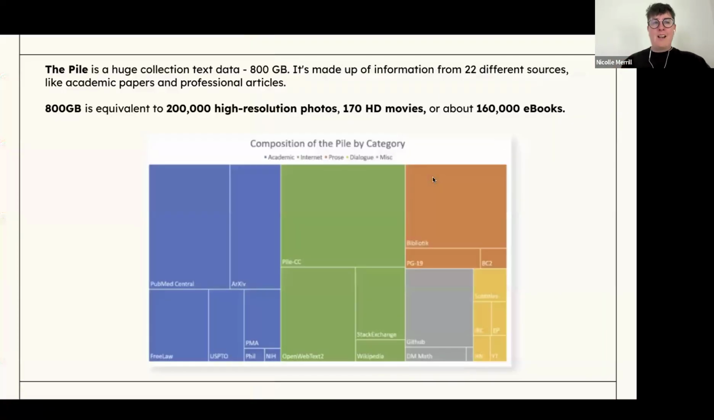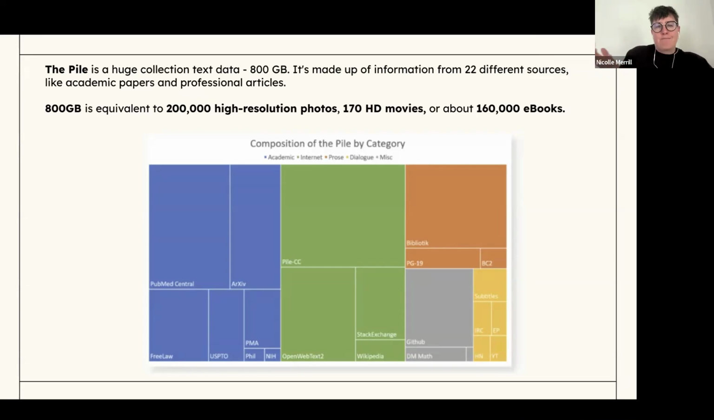Here's an example. The Pile is a huge collection of text data, right? And you're looking at a visual representation of this data of 800 gigabytes. That's made up of information from 22 different sets of data. So it's a mega data set of other data sets, like academic papers and professional articles. And in this data set, that is equivalent to 200,000 high resolution photos, 172 HD movies, or about 160,000 ebooks, which is like, okay, that's a lot.